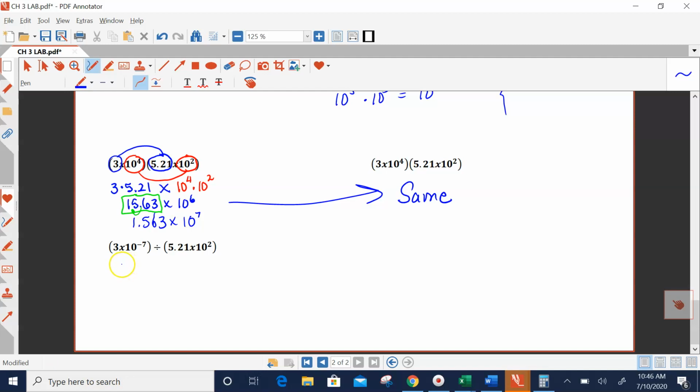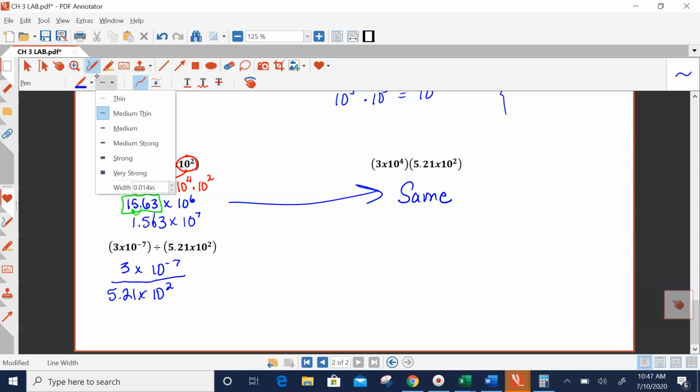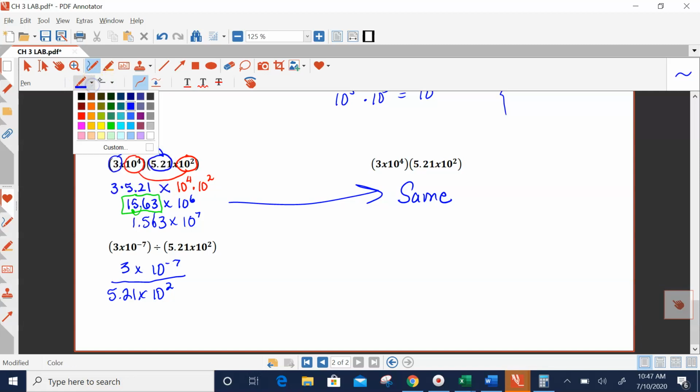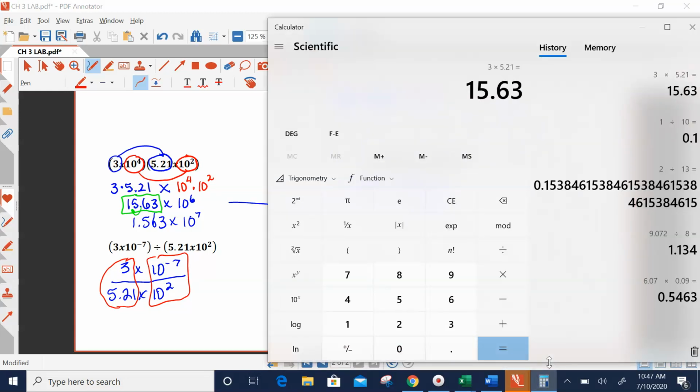I'm going to set this up as 3 times 10 to the negative 7. And we're dividing that, so I'm just going to draw a big division. We're dividing that by 5.21 times 10 to the second power. So let's set the division up that way as a division problem. And what we'll do is we will just divide each individual piece. All right, so I'm going to take the 3 and divide it by the 5.21. Then I'm going to take the 10 to the negative 7 and divide that by 10 to the second. So we'll do each piece individually, but we're dividing now. So let's divide the 3 by 5.21.